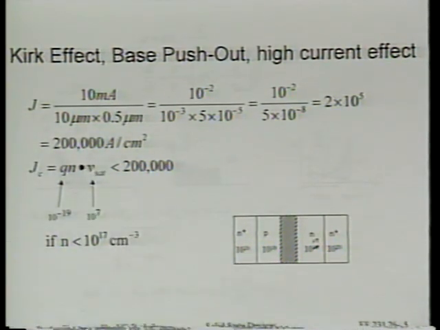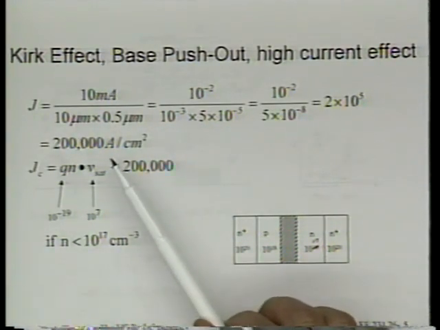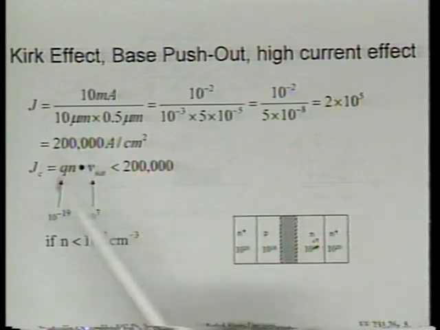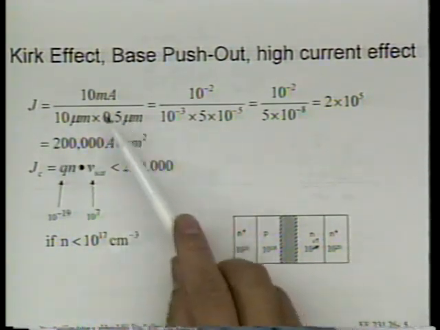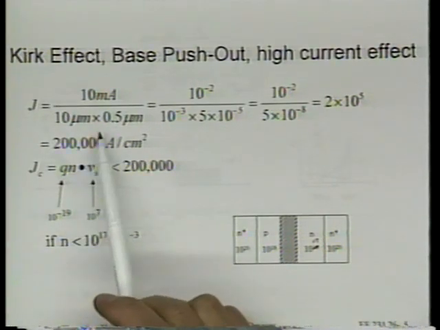Now, typically, we can conduct about 10 milliamp through a transistor maybe of 10 micron by 0.5 micron, and usually we refer to the size of the emitter, which is determining the cross section of the current path. The size of the current path is determined by the size of the emitter. You can visualize that, right? Okay. And this is the emitter size.